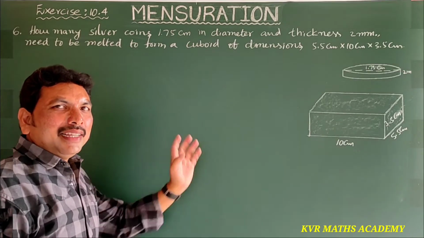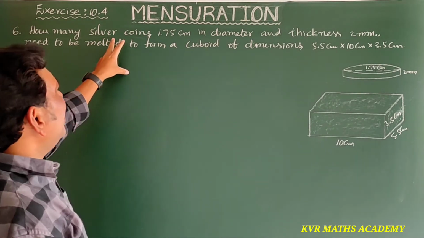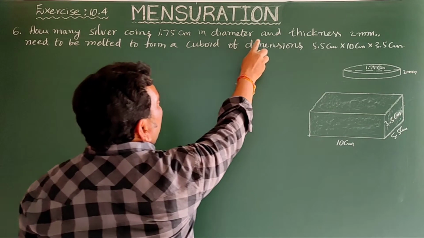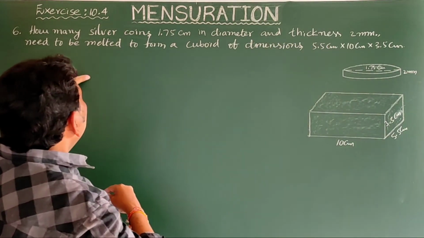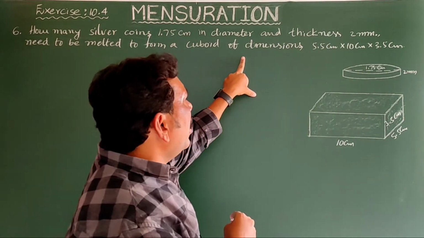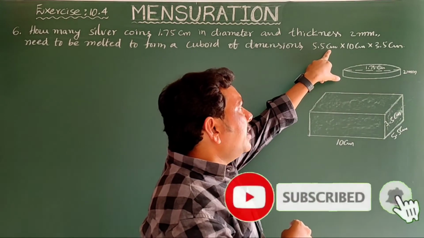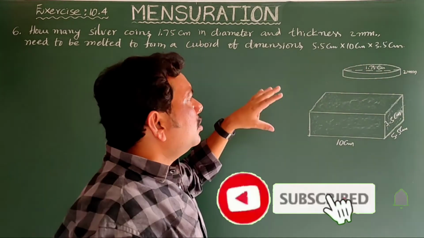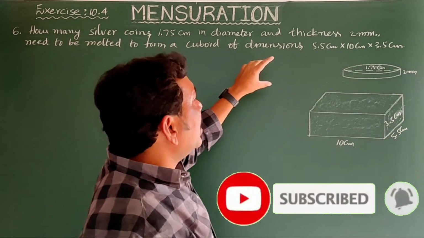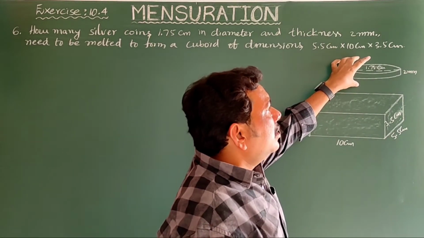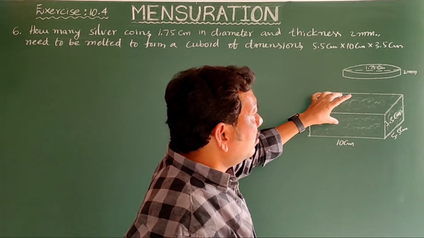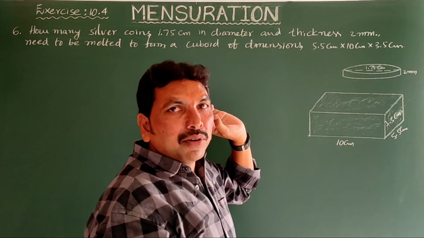Next, sixth question. How many silver coins 1.75 centimeters in diameter and thickness 2 millimeters need to be melted to form a cuboid of dimensions 5.5 centimeters, 10 centimeters, 3.5 centimeters? So, how many silver coins can be melted to form this cuboid? We have to find, right?